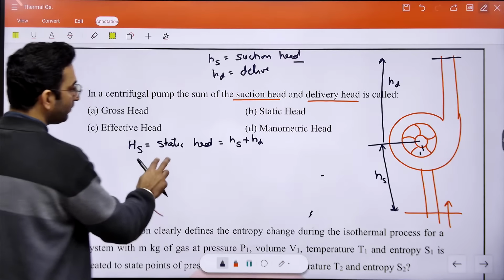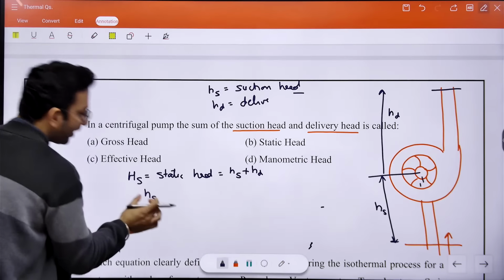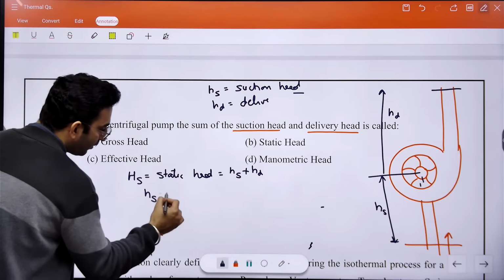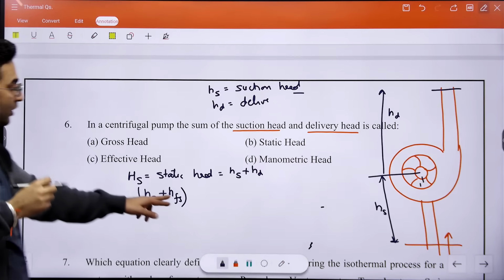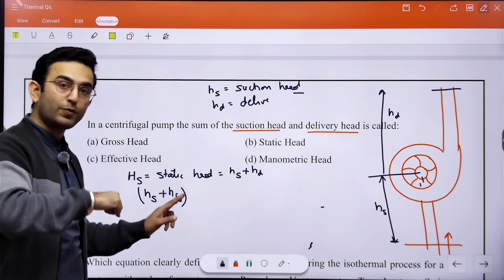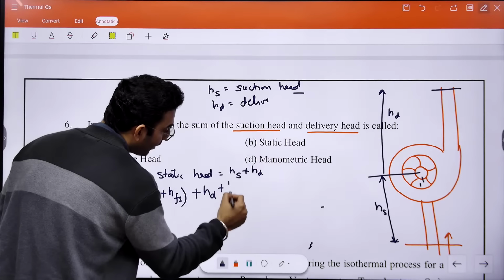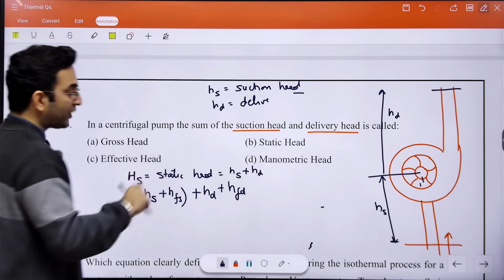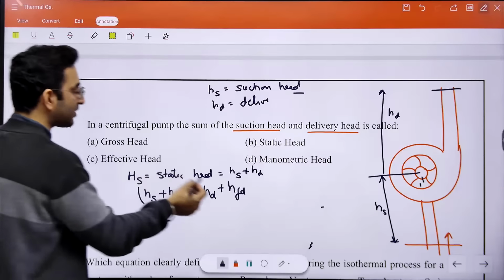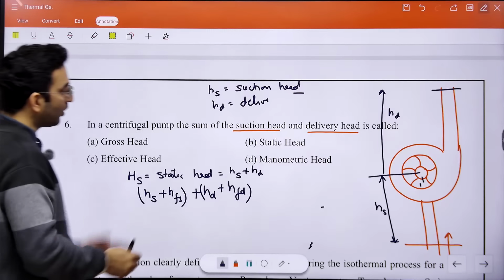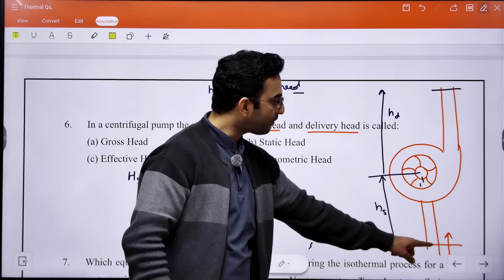So I can say, static head, suction head, we have to provide. Along with that, frictional losses in the suction pipe, we have to also provide. Along with that, we have to provide the delivery head. Along with that, we have to provide the frictional losses which are taking place in the delivery pipe. To overcome that, we have to provide extra energy. If I provide that much energy, the water will flow from this particular position to the top position here.